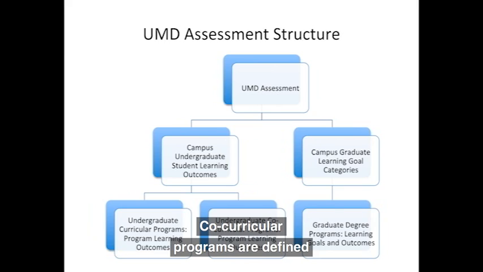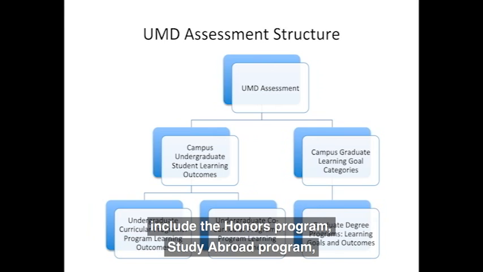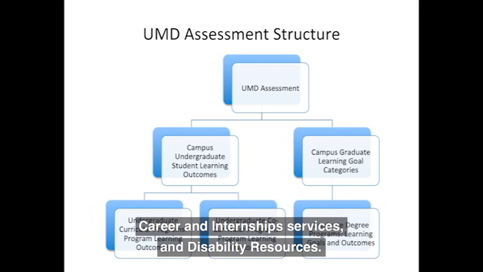Co-curricular programs are defined as structured, student-centered programs that promote students' academic, personal, and/or professional growth and development. A few examples of the co-curricular programs at UMD include the Honors Program, Study Abroad Program, Career and Internship Services, and Disability Resources.